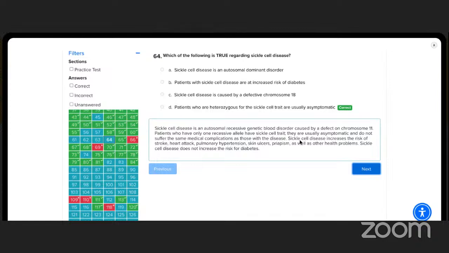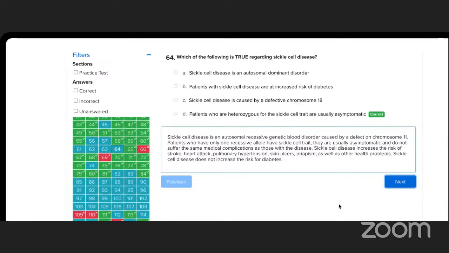Sickle cell disease increases the risk of stroke, heart attack, pulmonary hypertension, skin ulcers, priapism, as well as other health problems. Okay. Sickle cell disease does not increase the risk for diabetes.